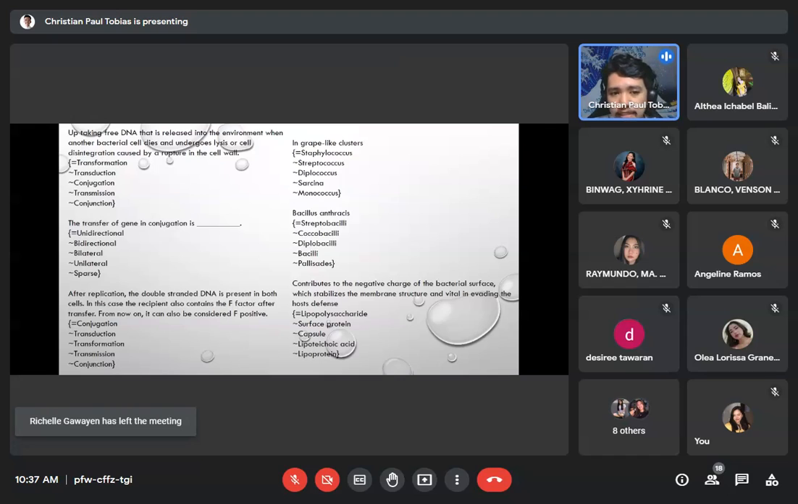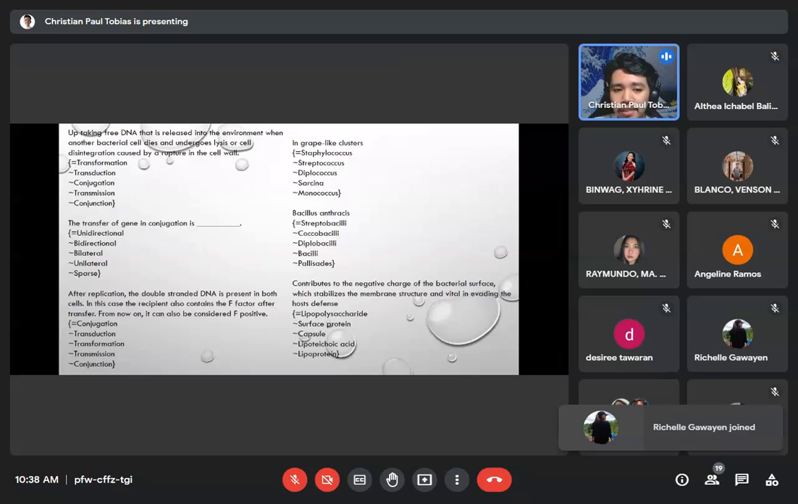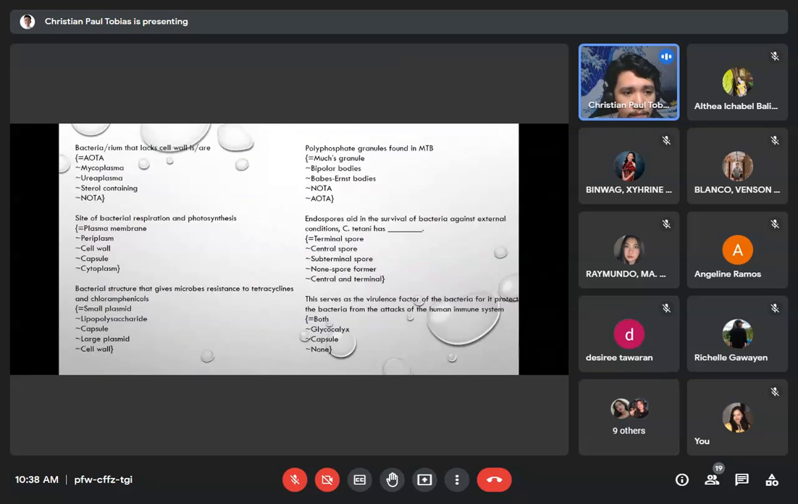Okay, Bacillus anthracis. So, Bacillus anthracis is streptobacilli. So, they come in chains, rods in chains, with central spore. Okay? Lipopolysaccharide contributes to the negative charge of the bacterial surface. Naulit lang to sa quiz. Kinapi ko lang.